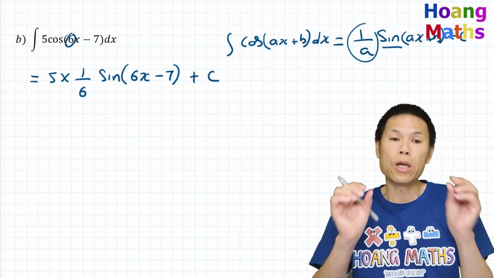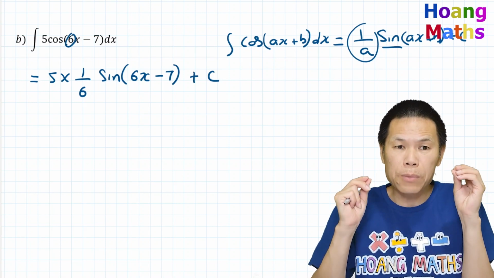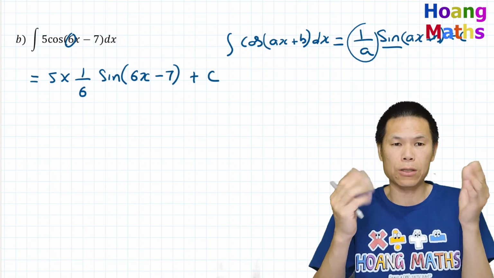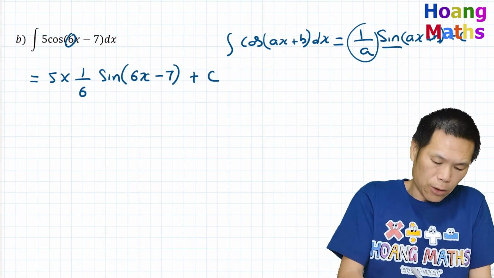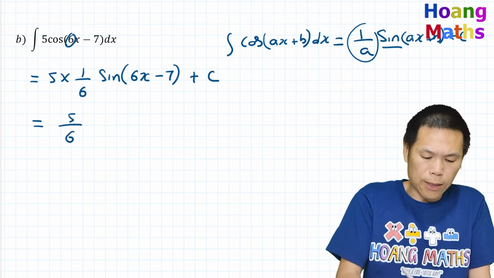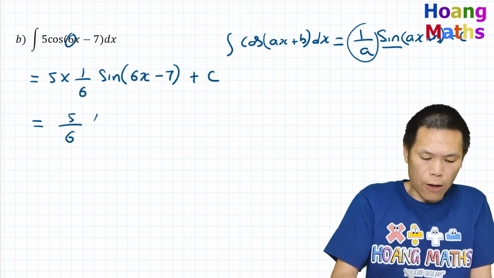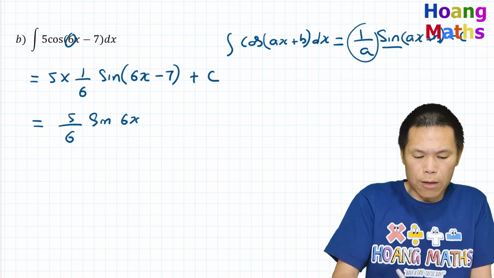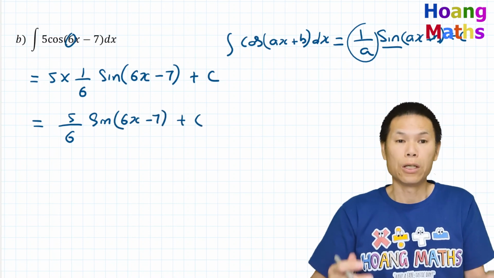So now what I do, I just go 1/6 times 5, or 5 times 1/6. So that gives me 5 over 6. So the answer is 5 over 6, and we just write down sine of 6x minus 7. And then don't forget, we need to add a constant. So there you go.